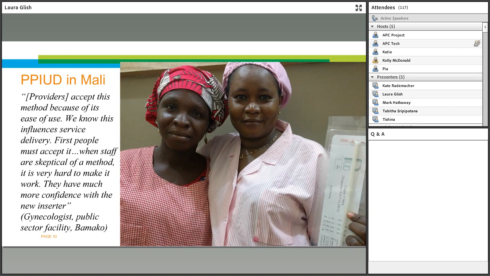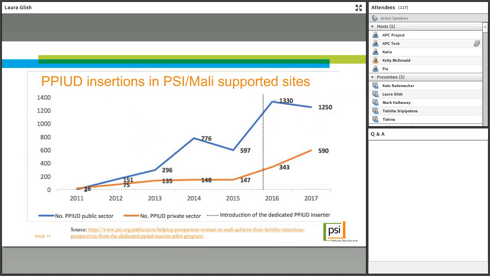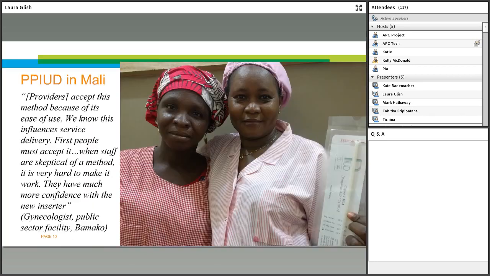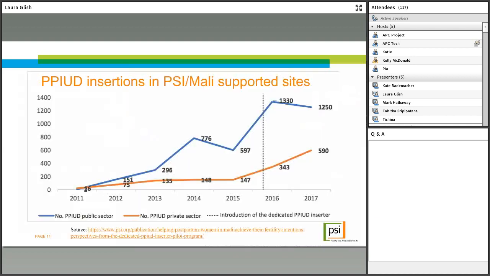Last year, with funding from CISPO2, PSI conducted a case study in Mali where providers have been trained back in 2011 on the traditional forceps insertion for PPIUD and have now been using the dedicated inserter for a few years. We conducted some interviews as well as analyzed routine data and found overwhelmingly that the providers preferred the dedicated inserter. It made their job easier. They felt more comfortable. And as you can see here, the public sector staff know that if the providers are more comfortable doing the procedure, they will be more likely to counsel their clients and offer the method.